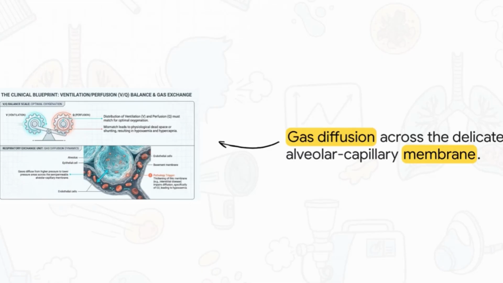If we zoom way into the microscopic respiratory exchange unit, we see this delicate mechanism in action. Gases are dynamically diffusing from areas of higher pressure to lower pressure right across a miraculously thin, semi-permeable alveolar capillary membrane. But right here is the major vulnerability. Any thickening or inflammation to this barrier instantly impairs that oxygen transfer, and that leads to hypoxemia, which is dangerously low oxygen levels in the blood.